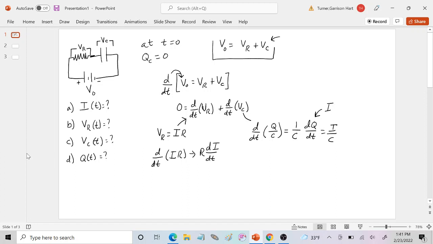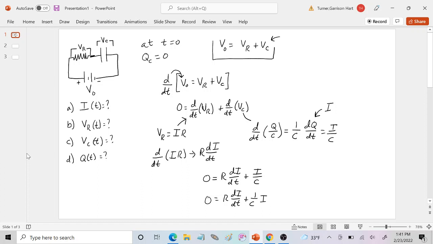Okay? So at the end of the day, for the loop rule, we would have 0 equals R dI/dt plus I over C. Mathematicians might write it like this. And this kind of puts it in the form of a coefficient times the derivative of a function plus a coefficient times the function. And this is how a lot of differential equations are written down.